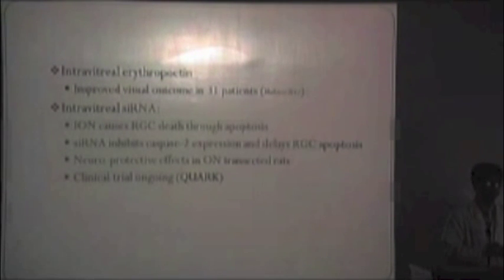A promising medication is intravitreal erythropoietin, which was used in a small study of 31 patients, and it showed improved visual outcome in pretty much all of these patients. This study is now out in trials. It's believed that erythropoietin has some kind of a neuroprotective effect. But again, not many people are using this.